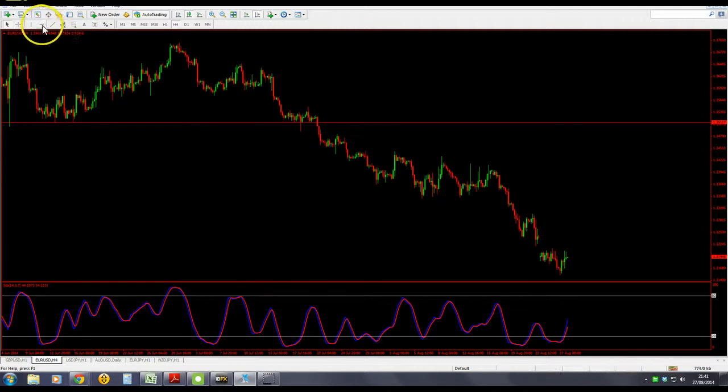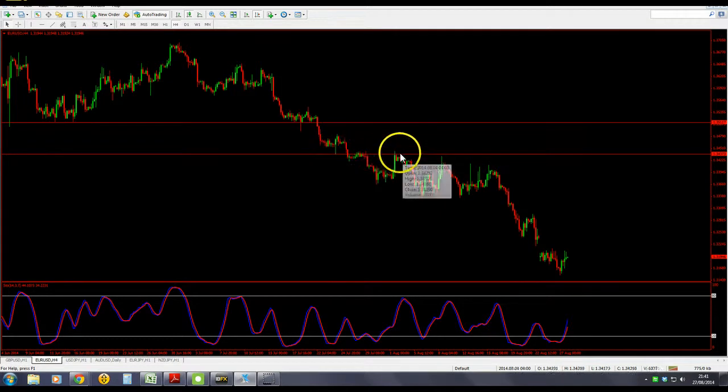And let's find one coming down the other way. I'll draw one on the low. Now it's come back up. This is resistance. It's acting as a roof where the price finds it hard to break through this level.